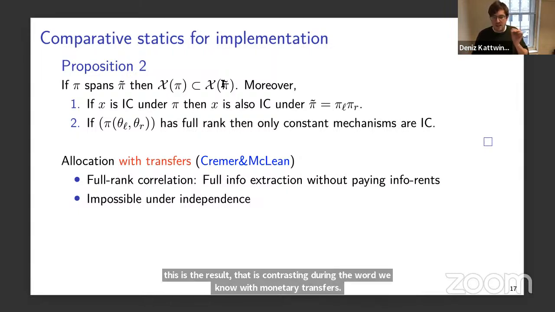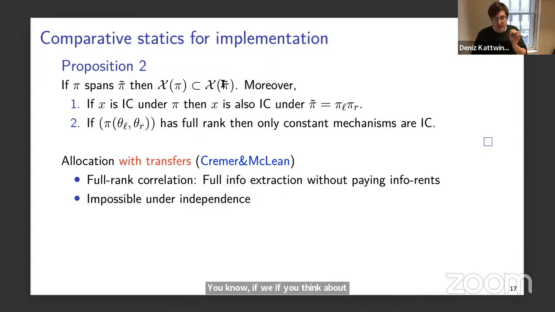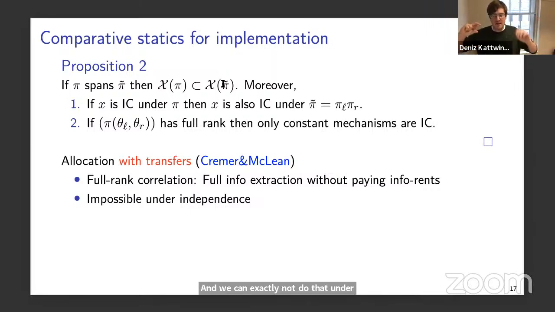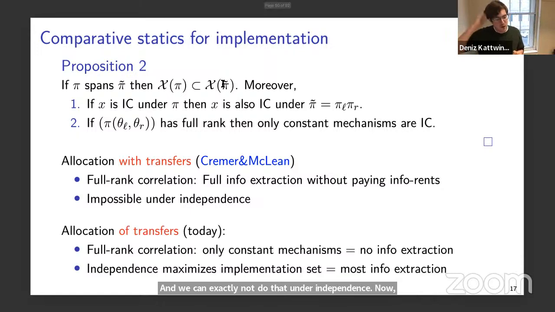Cremer-McLean tells us that in allocation with transfers, full rank correlation is actually the best of all worlds. We can get full information extraction without paying any information rents, which we cannot do under independence. Now, if you take away this instrument of transfers, this is flipped around. Full rank correlation shrinks the set of incentive compatible mechanisms to the constant mechanisms that do not take the information from the agent into account, so we have no information extraction. On the other hand, the independent distributions maximize the implementation set.